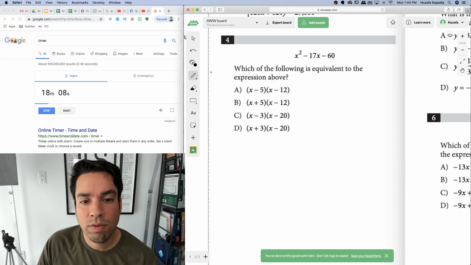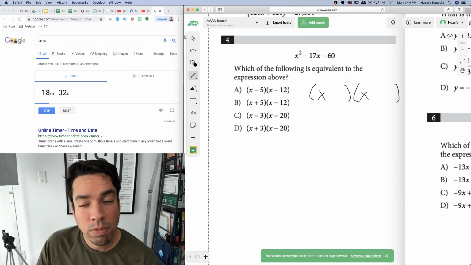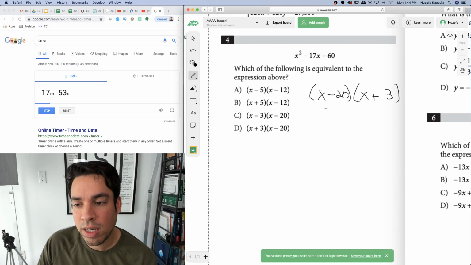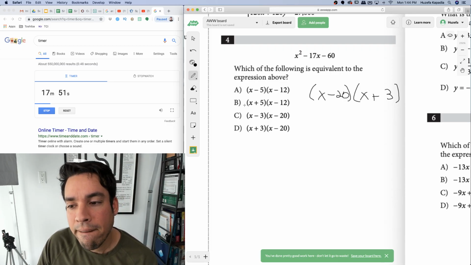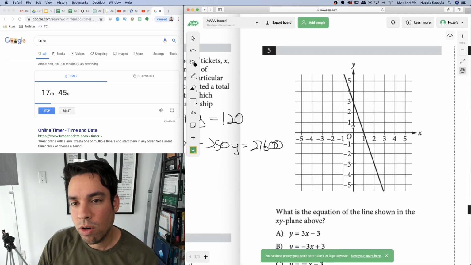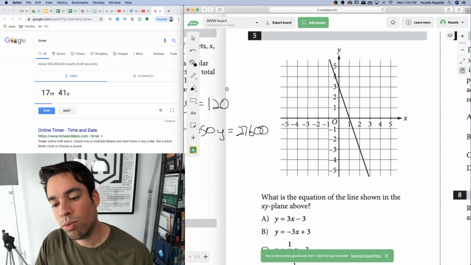Which of the following is equivalent to the expression above? All right, this is a factoring problem. So I got x and x. What multiplies to negative 60 and adds to negative 17? That's negative 20 and positive 3. That would give me negative 60 if you multiply, negative 17 if you add. So this one. This was x plus 3 times x minus 20. Done.